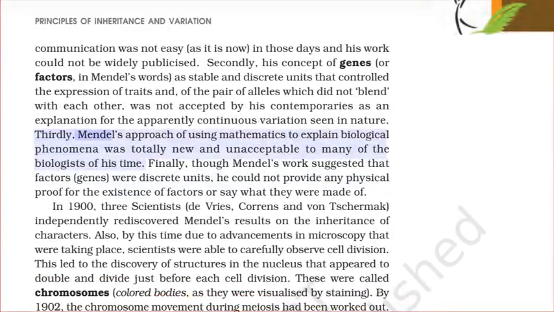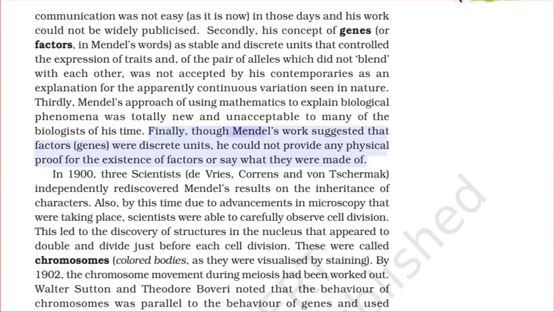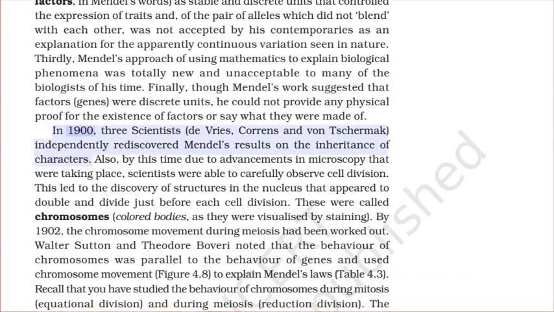Thirdly, Mendel's approach of using mathematics to explain biological phenomena was totally new and unacceptable to many of the biologists of his time. Finally, though Mendel's work suggested that factors, genes, were discrete units, he could not provide any physical proof for the existence of factors or say what they were made of. In 1900s, 3 scientists, De Vries, Correns, and von Tschermak, independently rediscovered Mendel's results on the inheritance of characters.